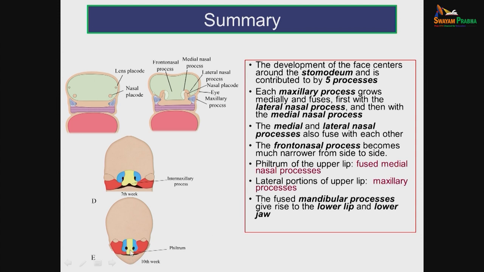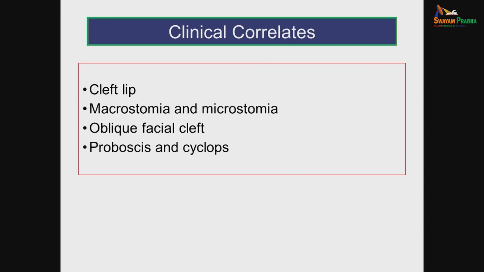The philtrum of the upper lip is going to be derived from the fused medial nasal process and the lateral portion of the upper lip is going to be derived from the maxillary process. The lateral nasal process does not contribute to the formation of upper lip. The fused mandibular process is going to contribute to the formation of lower lip and also the lower jaw. That completes the development of face. We'll just look at some of the clinical correlates of the development of face.